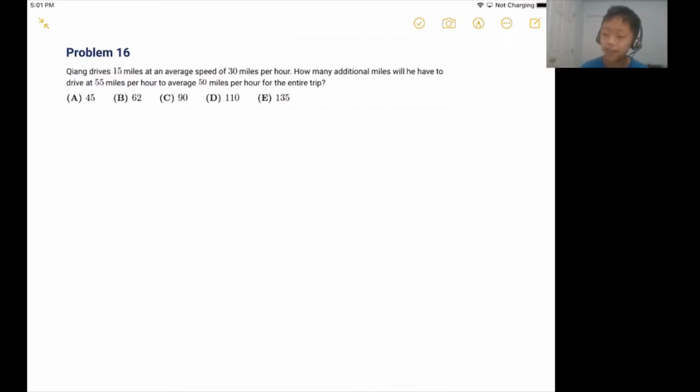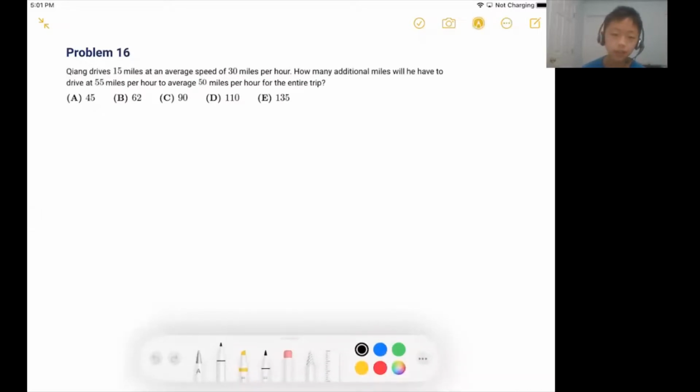So for this problem, Qiang drives 15 miles at an average speed of 30 miles per hour. This is a distance, rate, and time problem. For these kinds of questions, you always want to use the equation distance equals rate times time.